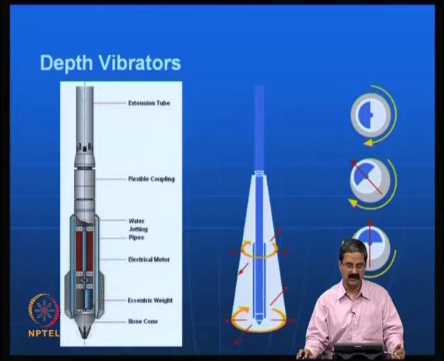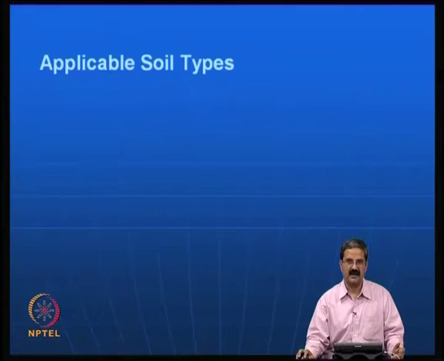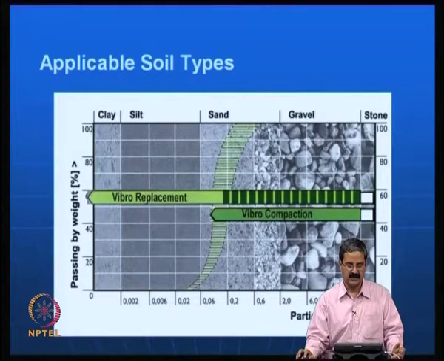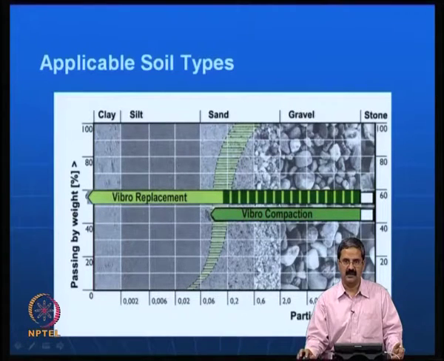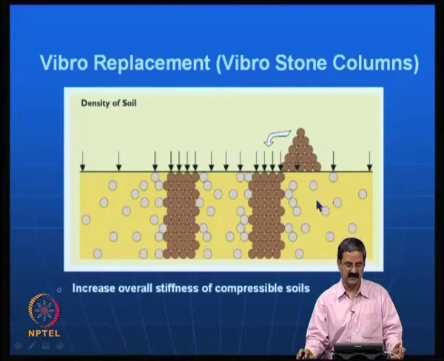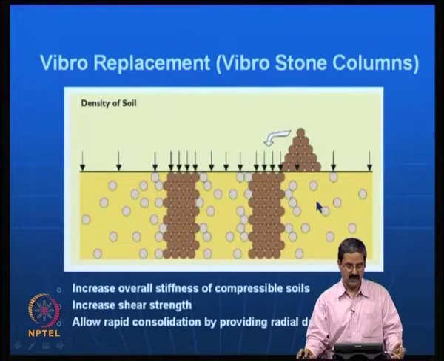So this is how it is done: the eccentric weight movement and horizontal movement, that is what we discussed, how that force is generated and then transferred. And as I just mentioned, vibro compaction is very good here, and vibro replacement is very good here. This is essentially a function of the soil type, and we have seen how it helps the overall stiffness of the compressible material, and also allows rapid consolidation by providing radial drainage.